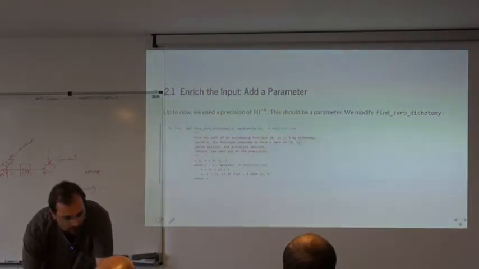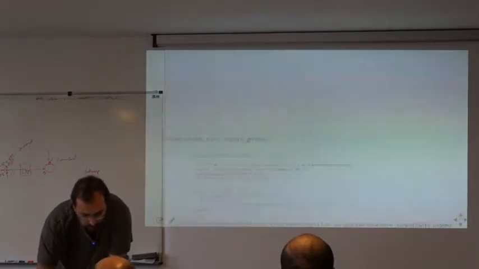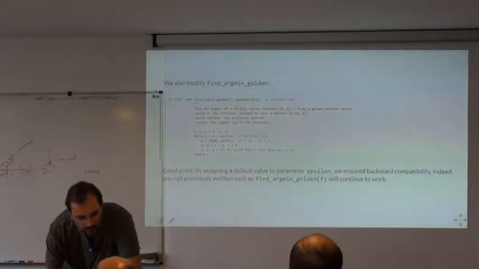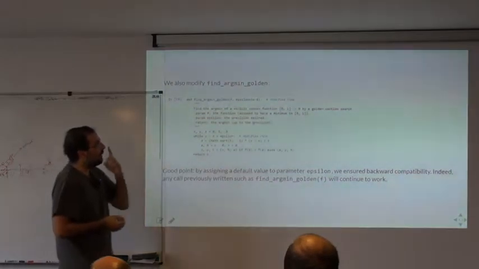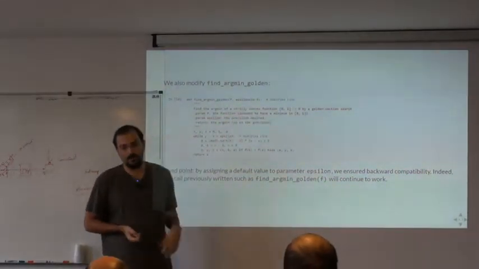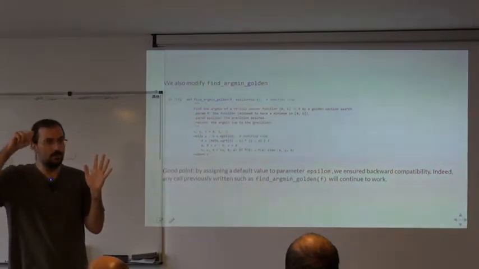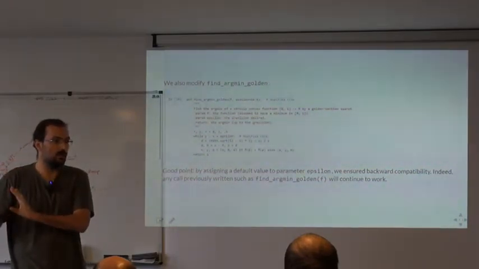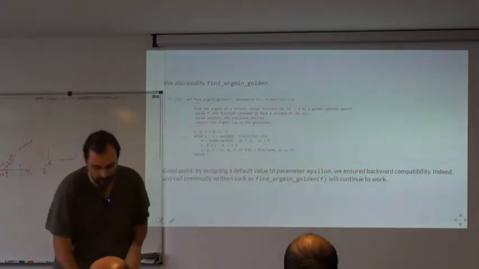Here, I add the epsilon. And of course, here I change the epsilon. I will modify the other algorithm in the same way with the epsilon here and here. What is good in what I did is that I put a default value here for epsilon, which means that if somewhere I call find argmin golden of f, it will still work, because by default it would take epsilon equal to 10 to the minus 6. So that is good from the point of view of backward compatibility.